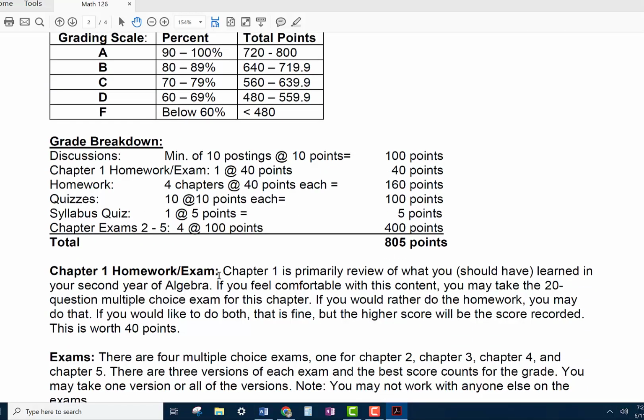Okay, here's something we'll see how it works out. Chapter 1 homework/exam. Chapter 1 covers 1.2 through 1.8, and it's all review. It's all review of what you've seen in algebra.